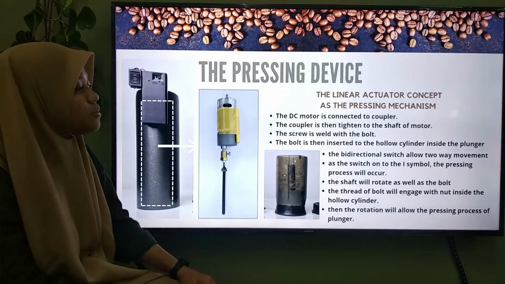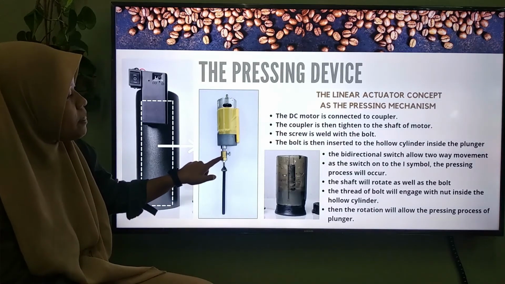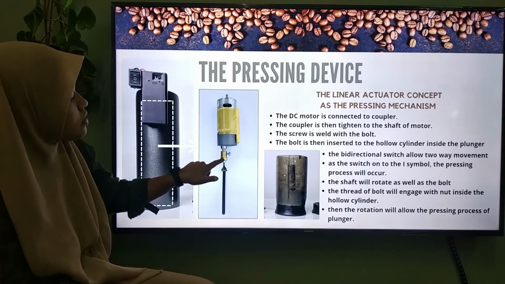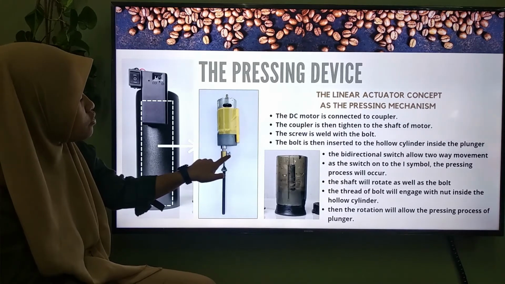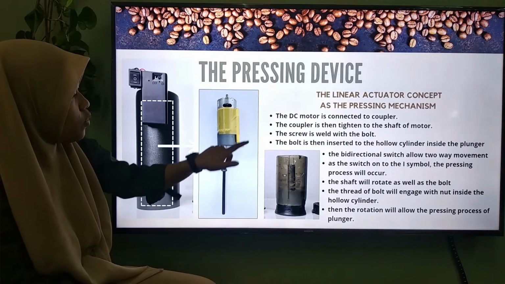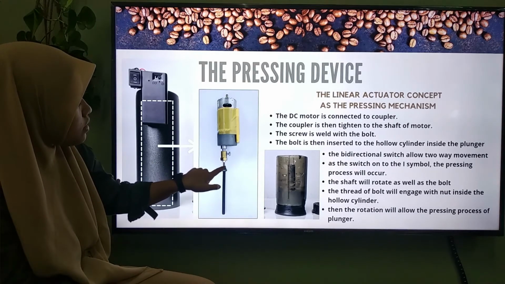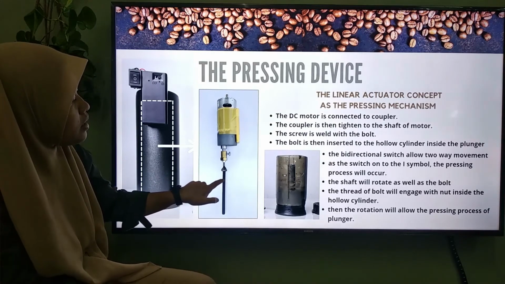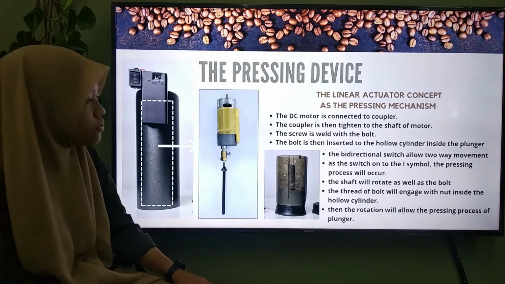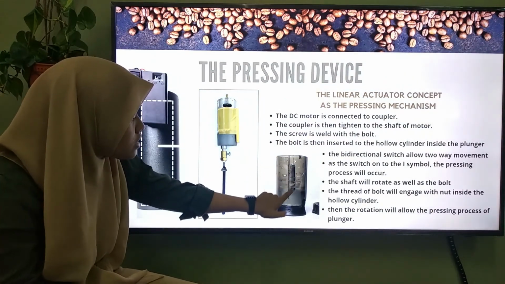The DC motor is connected to the coupler. The coupler is then tightened to the shaft of the motor. This is the shaft tightened by the screw. The screw is welded with the bolt. This is the screw, and this is a welding connection with the bolt. And then the bolt is inserted into the hollow cylinder inside the plunger. This is the hollow cylinder.